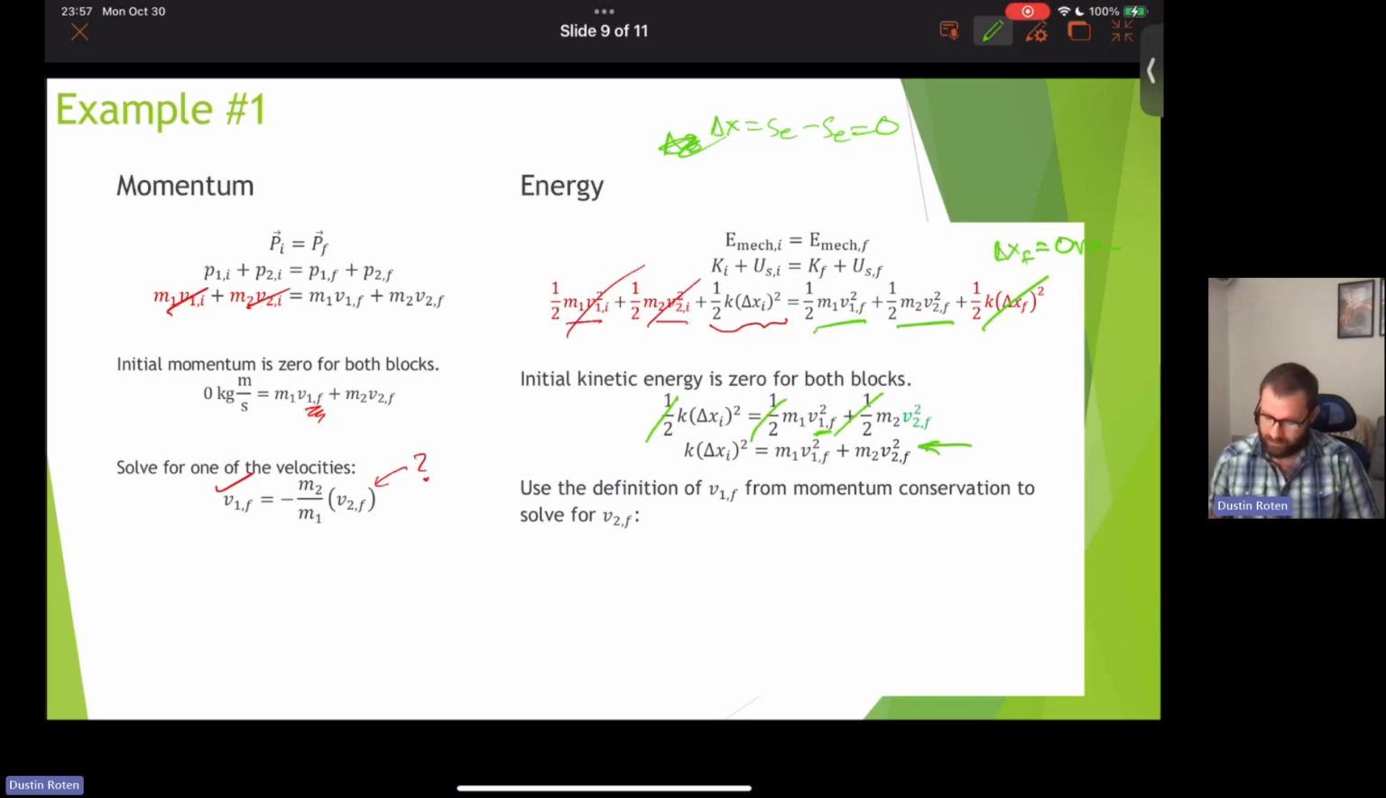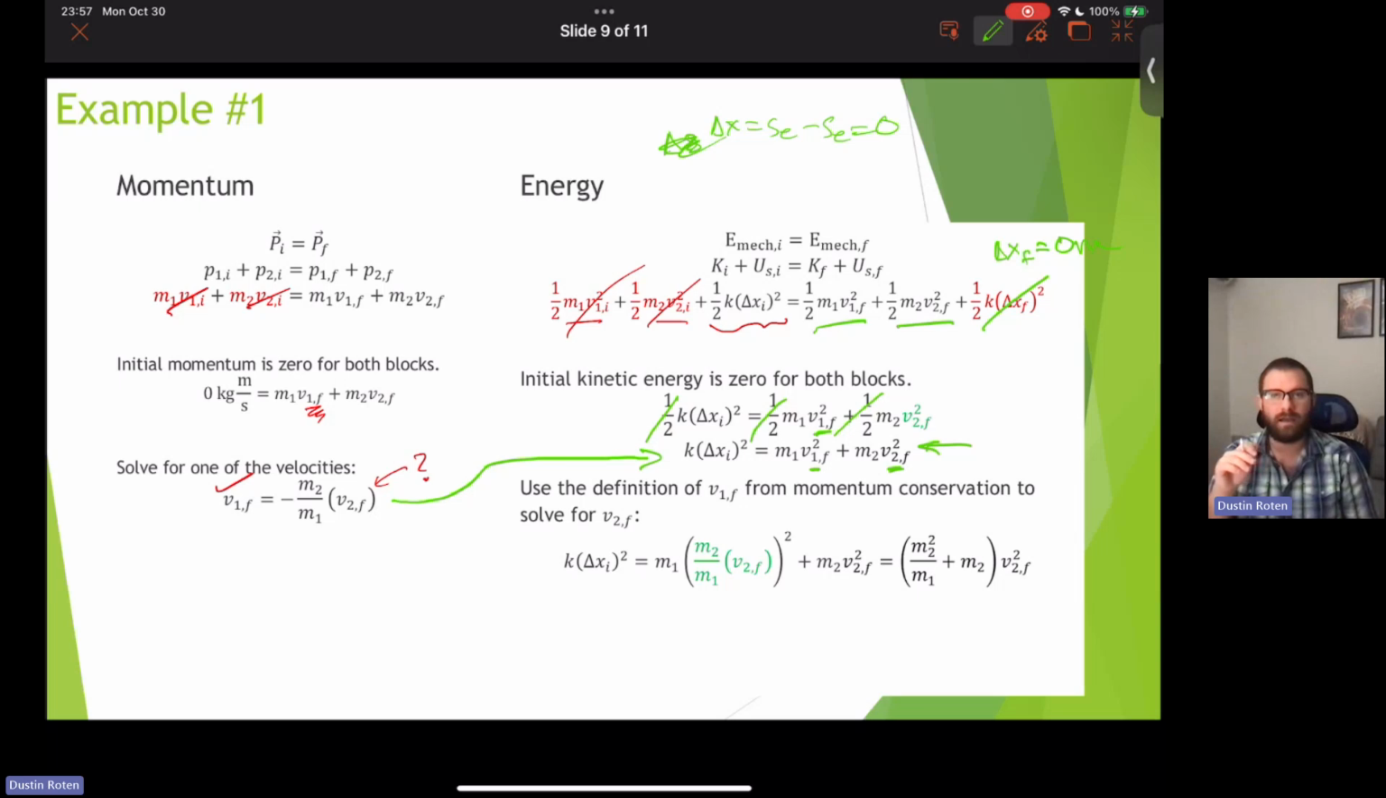Okay, so using the definition of V1 from momentum, we can actually solve for V2. Notice we have this thing in our way, but we want to get this thing. So what I'm going to do is take my definition of V1 and just use it. We know they're related, so we can take these two equations and put them into each other any way we want to. Obviously, some ways will be more helpful than others, but as long as you're consistent with which direction you're plugging these in, you're good to go.